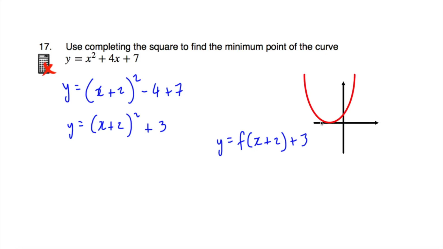And then outside the brackets, we have plus 3, so that would translate the graph 3 squares upwards. So that's what the graph of y equals x squared plus 4x plus 7 would look like. It would look something like that. And the coordinates of the minimum point: we translated the graph 2 squares to the left, so that would be minus 2. And then we translated it 3 squares upwards, so that would be 3. And that's it. So the coordinates of the minimum point of that quadratic curve would be negative 2, 3.